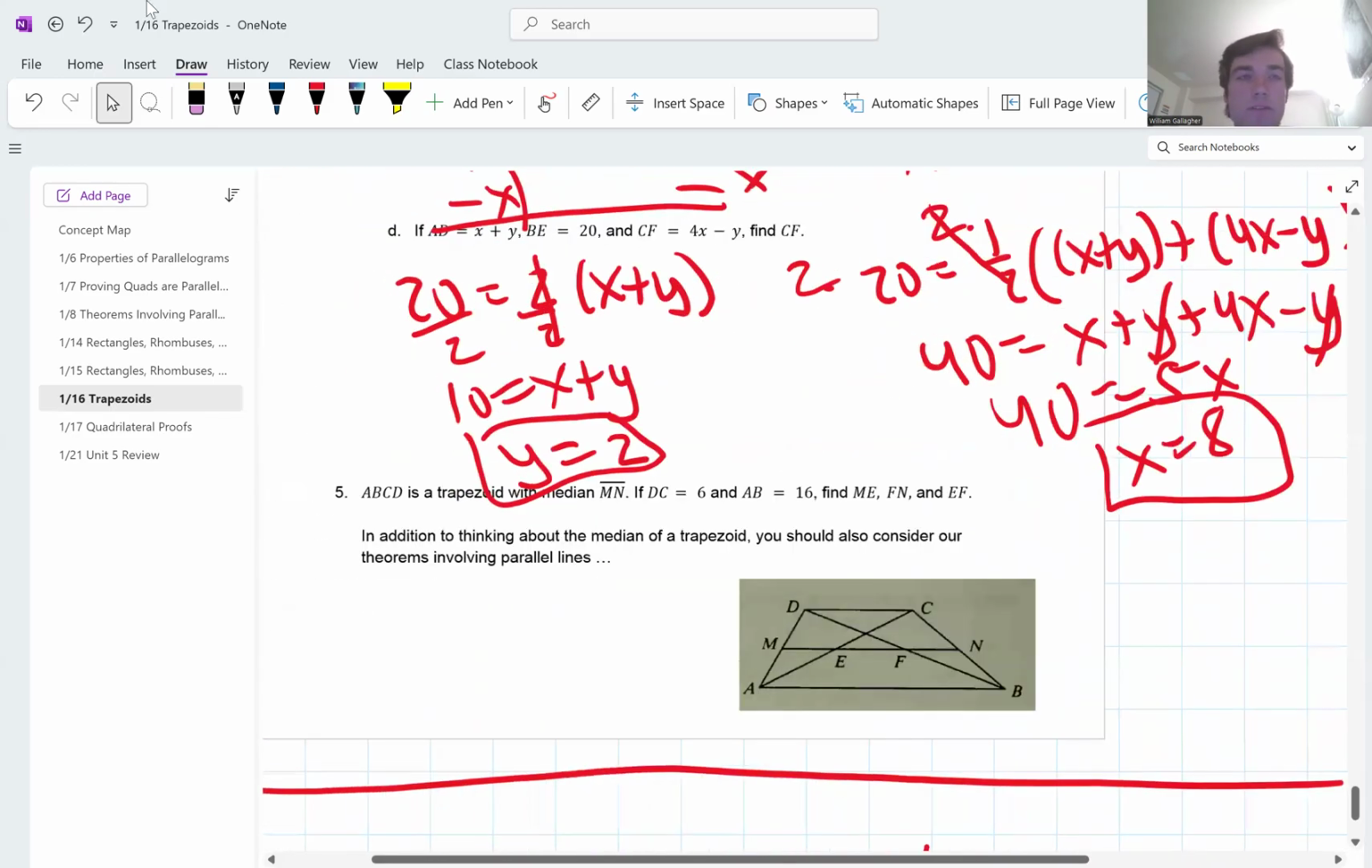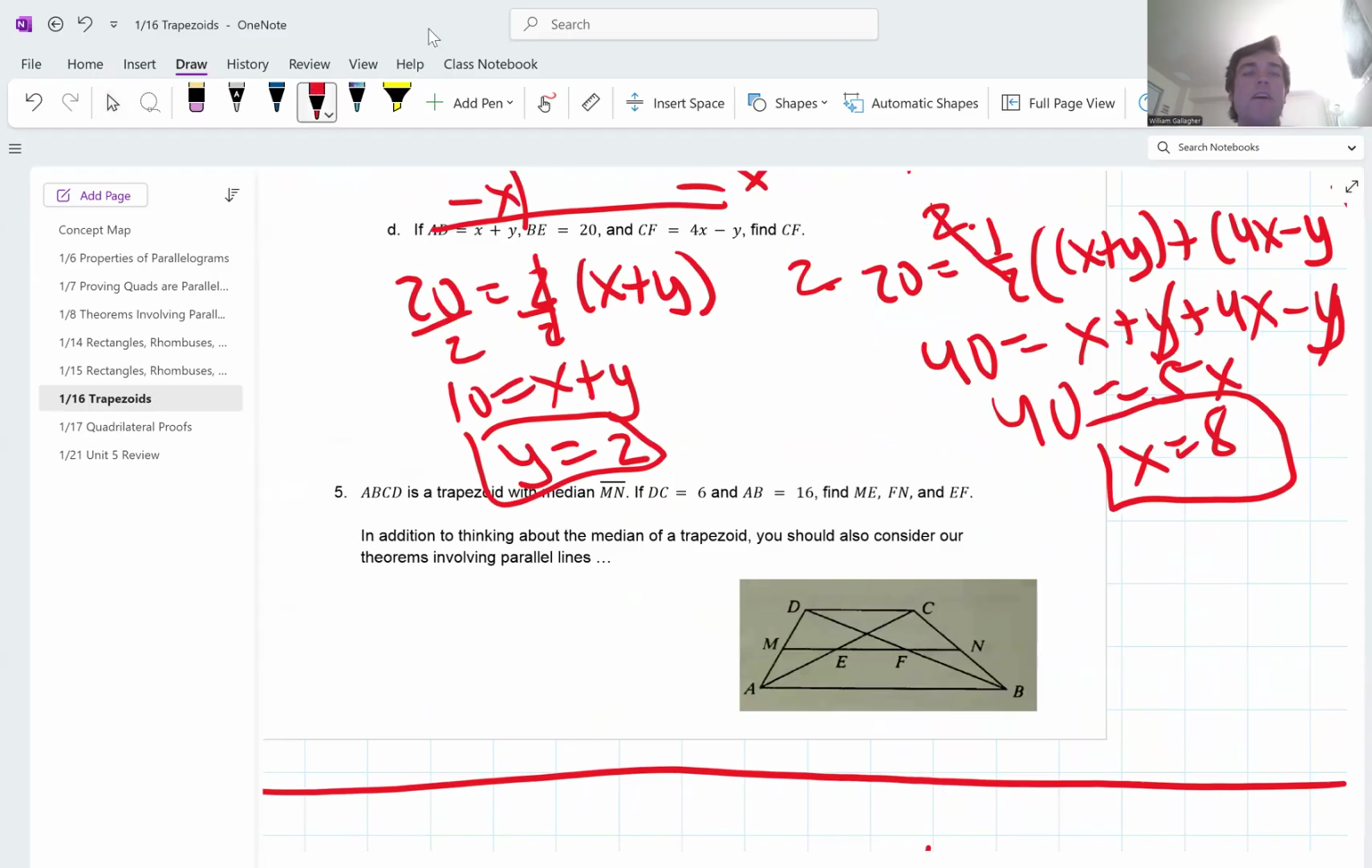I really like number 5. If we look here, ABCD is a trapezoid, MN is a median. If DC is equal to 6 and AB is equal to 16, we want to find ME, EF, and FN. And I said that in addition to thinking about the median of a trapezoid, you should also consider our theorems involving parallel lines. If that didn't help you, that's okay. I wouldn't be shocked.